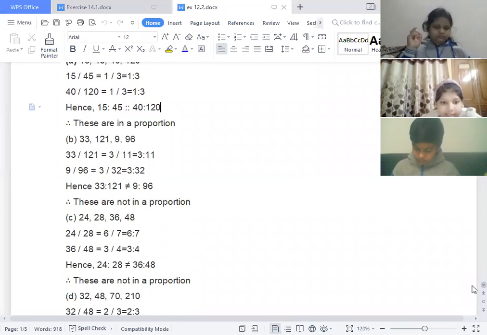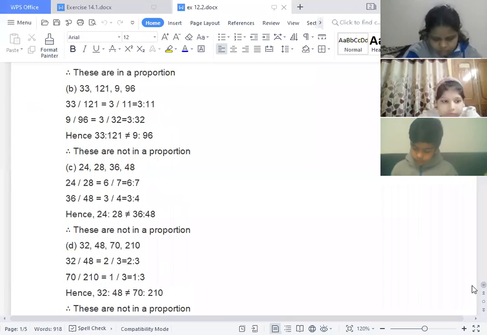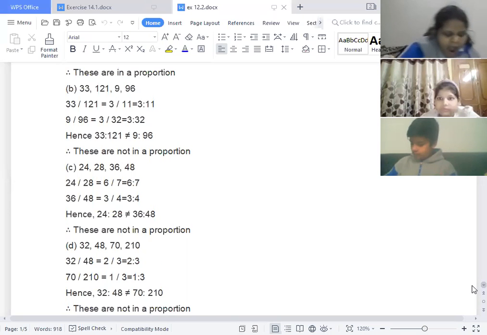Now, ma'am, there are 70 and 210. So the 0 will cut through 0 and 7/21 is left. It cuts from the 7 table. 7 ones are 7 and 7 threes are 21. So the answer is 1/3. So 1:3. So, ma'am, this is not a proportion. Yes, they are not in proportion because 2:3 is not equivalent to 1:3. So that's why they are not in proportion. Good.